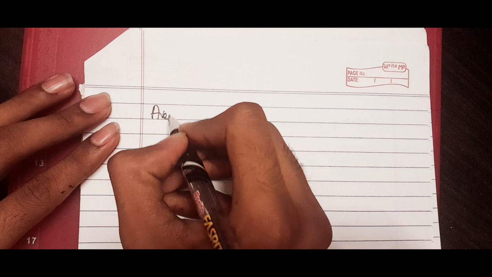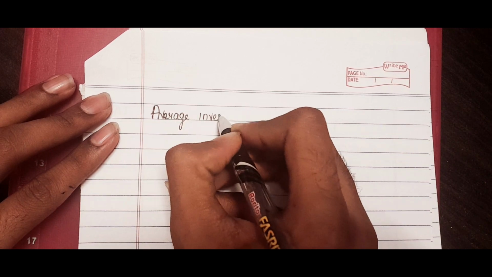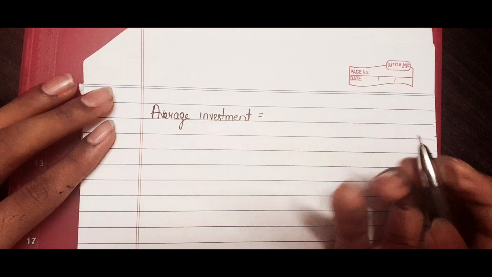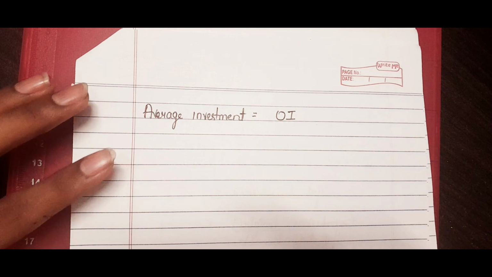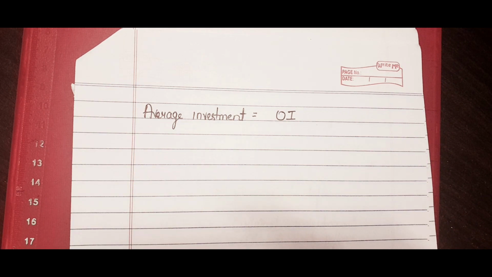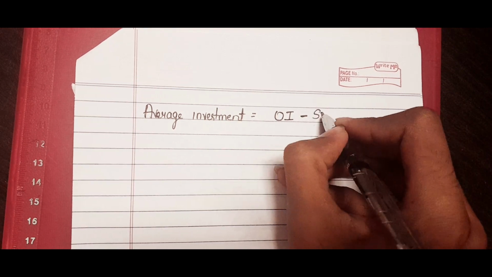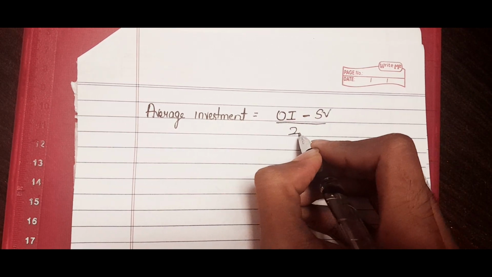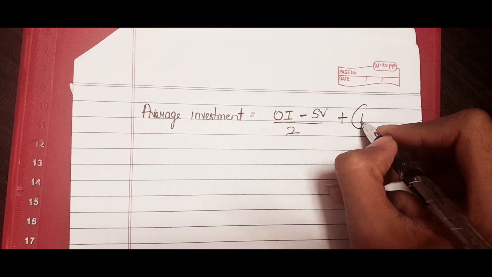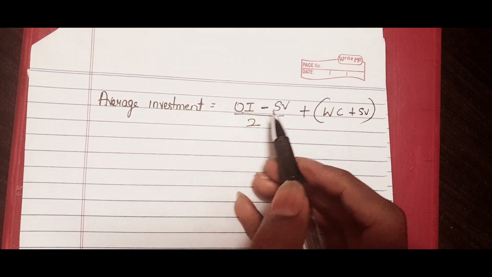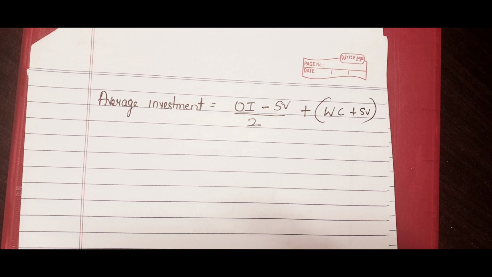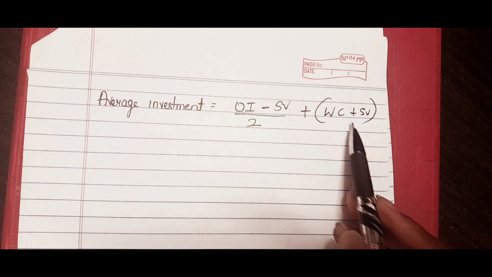To calculate average investment, there is a formula. What is the average investment formula? The average investment is equal to original investment minus scrap value divided by 2, plus working capital plus scrap value. So original investment is how much? 10 lakh.